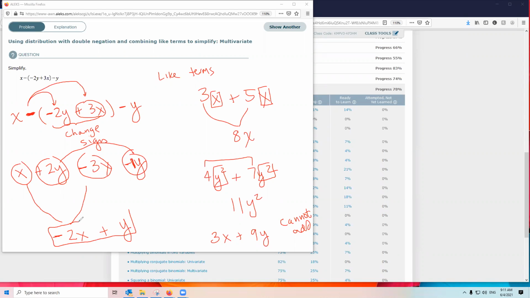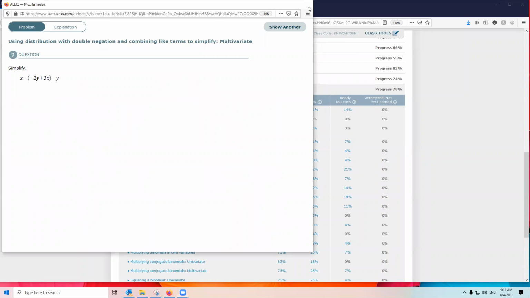Now I have to stop because now I have unlike terms. That's how I know this is the final answer. I can't simplify it anymore. So the final answer here is negative 2x plus y. All right, let's do a few more examples.